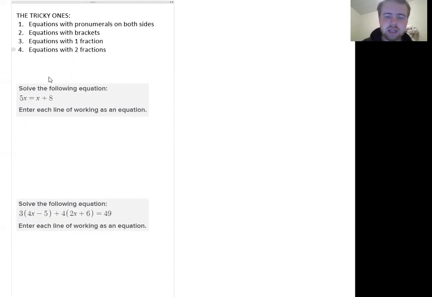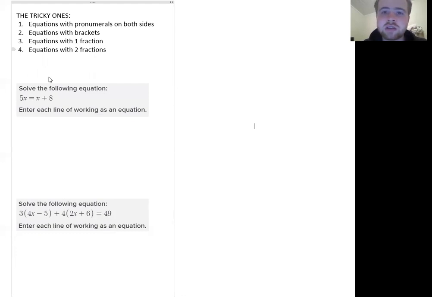Okay, let's look at this first example here. We've got pronumerals on both sides of the equation. Now, we talked about on Thursday, what we want to do is get all of the pronumerals that we're looking at on one side first, and then anything else make sure it's on the other side. Okay, so when we look at this equation here, first we notice there's a 5x on one side, and then there's x plus 8 on the other side.